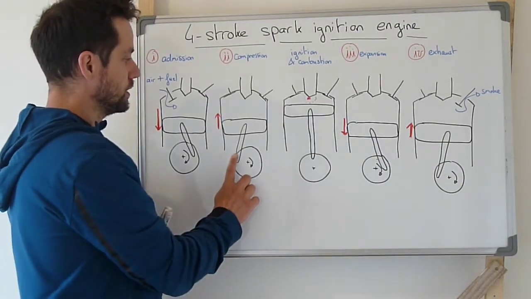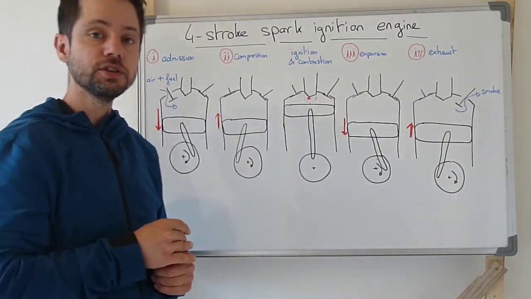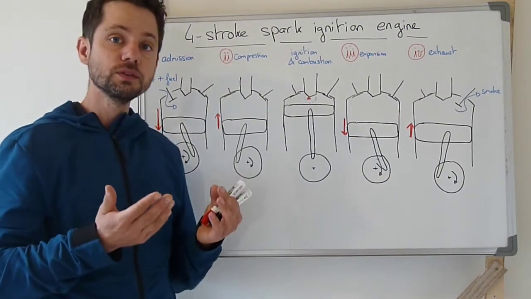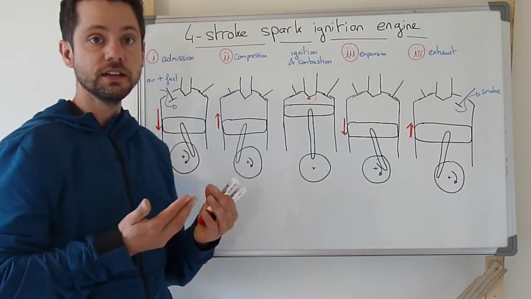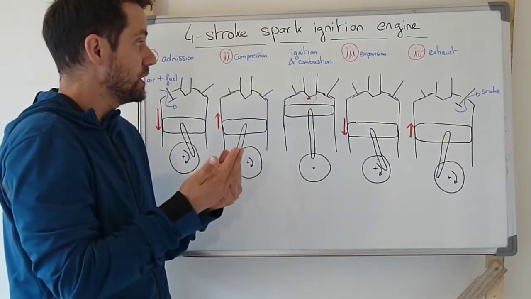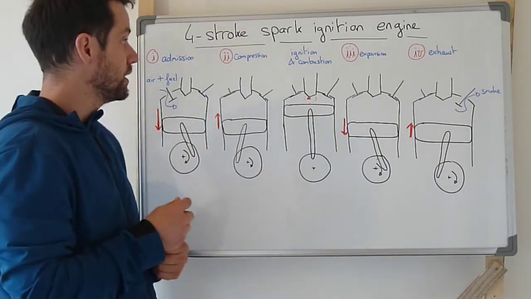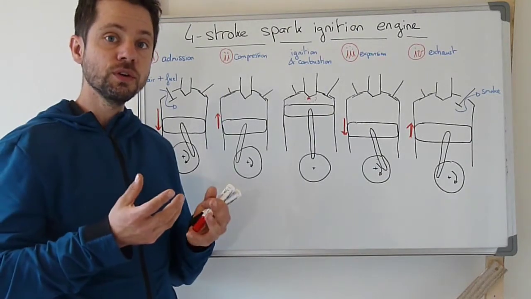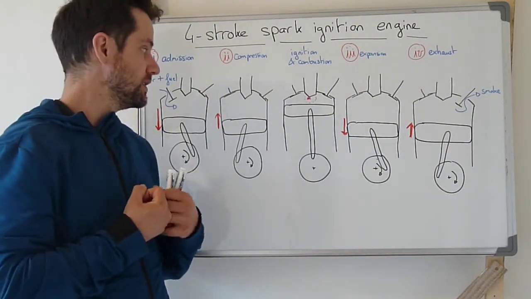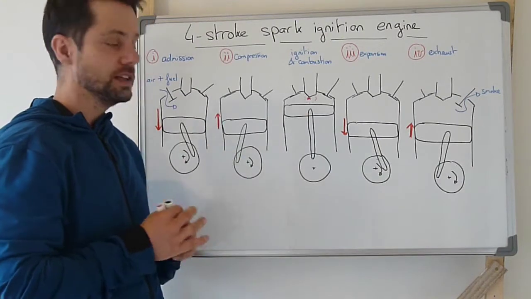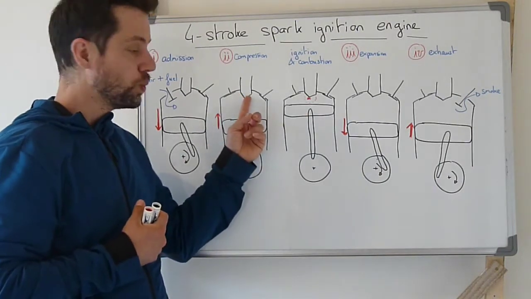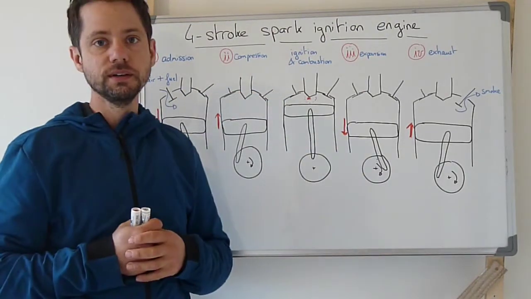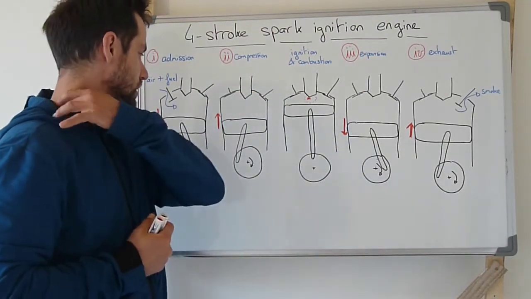So the pressure and the temperature are increasing during the compression. There's one thing we don't want to take place here, which is an autonomous ignition and combustion of the fluid, because we want to control when the ignition is starting, and we want it to start only once the piston is at the top dead center.